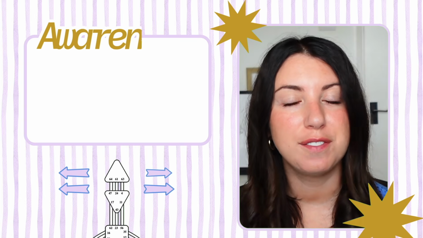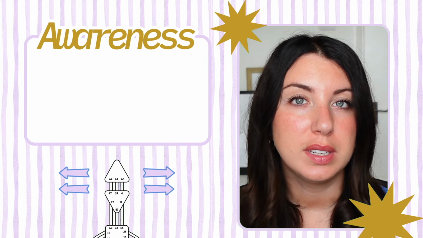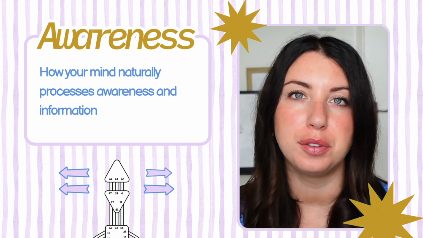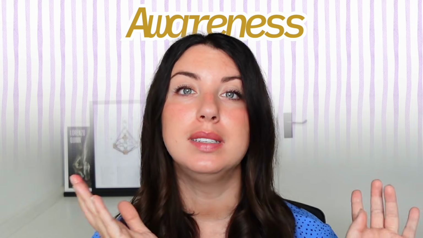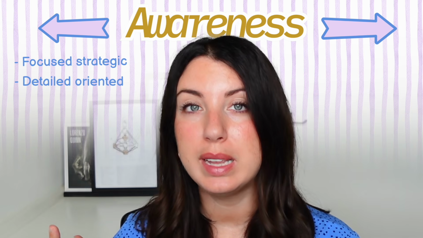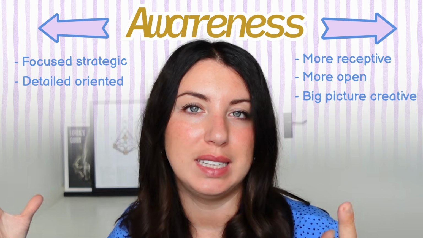The top right arrow is known as your awareness variable, also sometimes referred to as your focus arrow. And what this tells us is how your mind naturally processes awareness and information. So if your arrow is pointing to the left, you will have a preference for focused, strategic, detailed oriented thinking. Whereas if your arrow points to the right, you will have a preference for being more receptive, more open, and kind of big picture creative thinking.